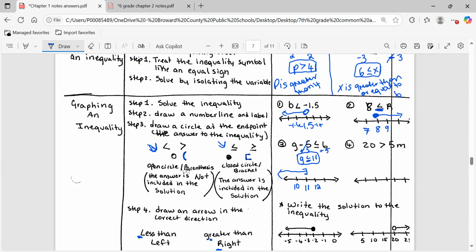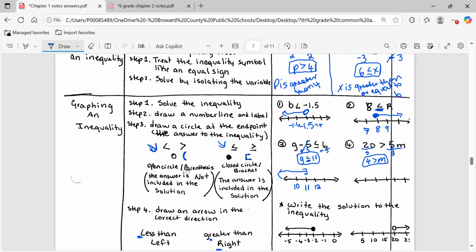Go ahead and pause, and I want you to try number 4 all by yourself. Let's see what you come up with. All right, now that you have tried it, to get M alone, you should have divided both sides by 5. So that 4 is greater than M, which means when you solve this and you want to write it, M is less than 4. That's my solution. M is less than 4.